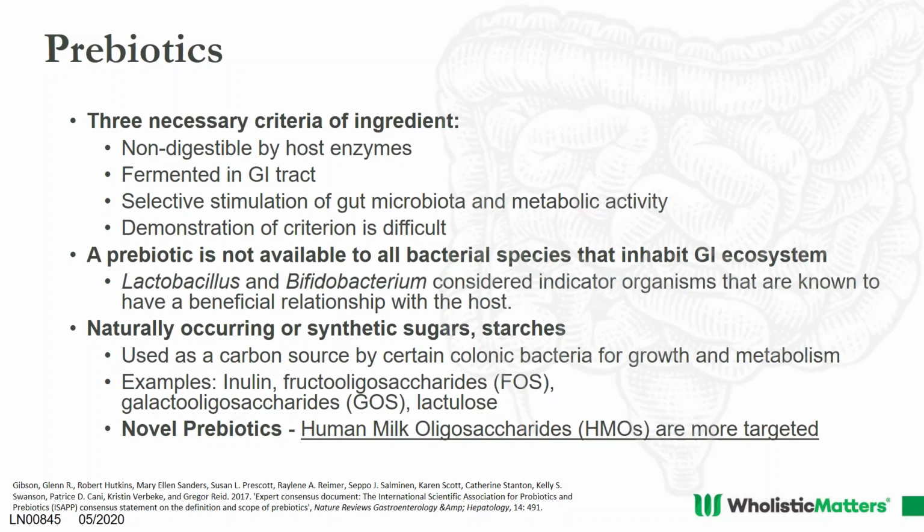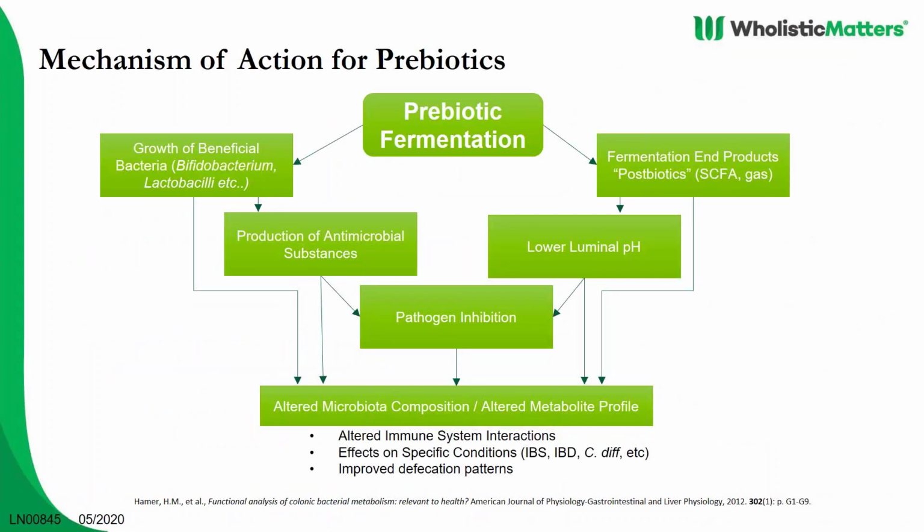Additionally, novel prebiotic human milk oligosaccharides are unique because they're more targeted in their approach. Prebiotics interact with human health in a number of different ways. They directly feed the growth of beneficial bacteria, so Bifidobacteria and Lactobacilli. Those then produce a lot of antimicrobial substances. They themselves are pathogen inhibitors. The pathogen inhibition occurs from these antimicrobial sources.